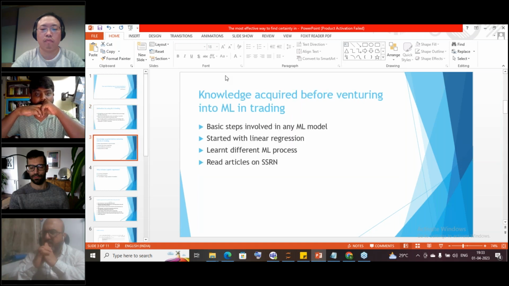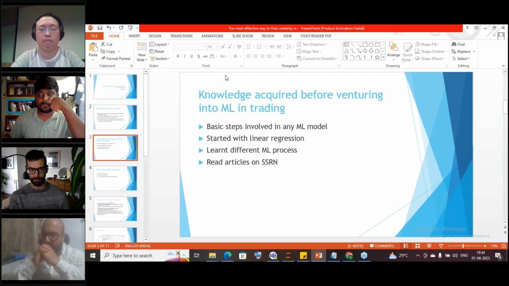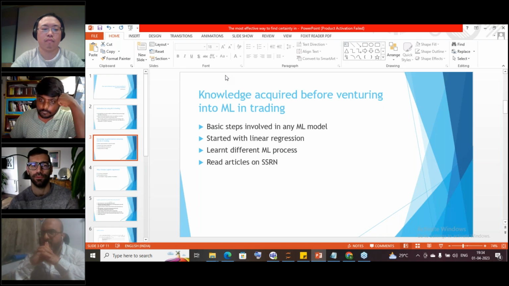So basically, I started with knowledge gathering, learning the machine learning model. I learned the basic steps involved in machine learning, like data collection, then data scaling, and all these basic steps I learned first. Originally, I started with linear regression. That is a basic model that anyone starts with, and then possibly they proceed with other models.